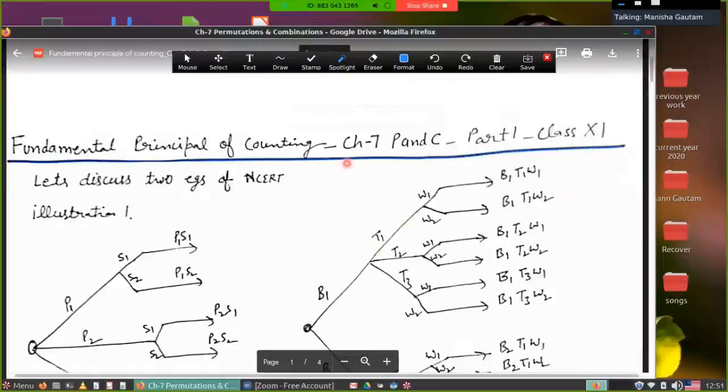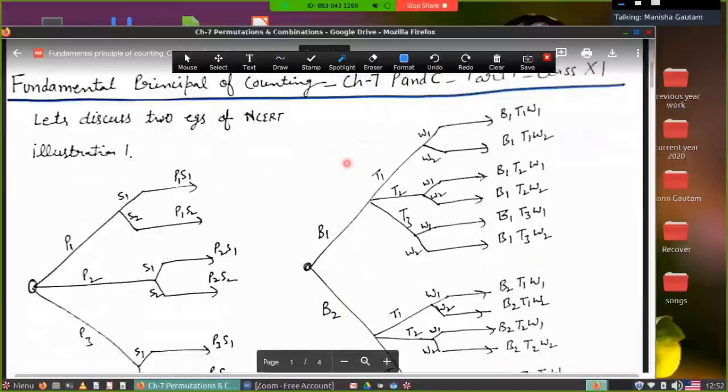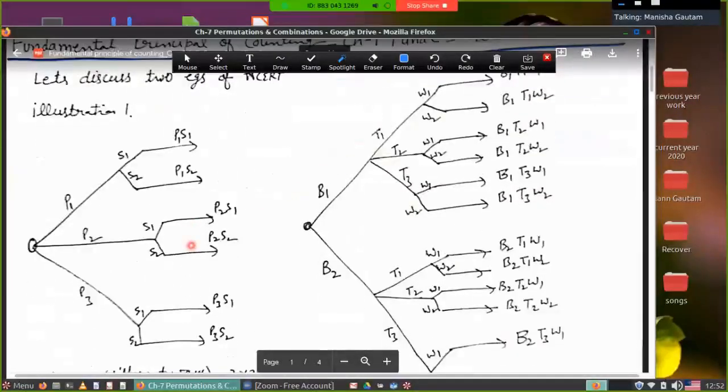In the first two lectures, we will study only permutations. What are the arrangements? What are the arrangements of the given objects? Here I have given two examples. We will just study NCERT first, then we'll go further. This first example is given in NCERT. You can read from there also. I am explaining that example to you by using the tree method.